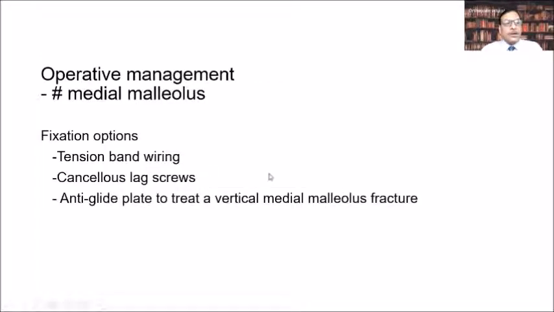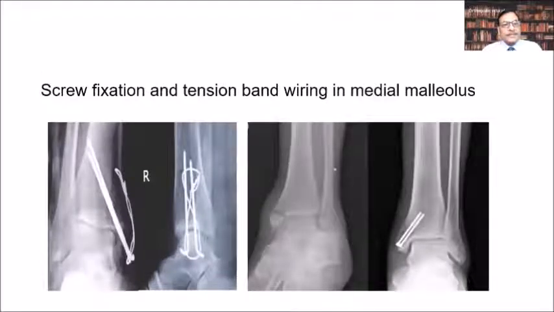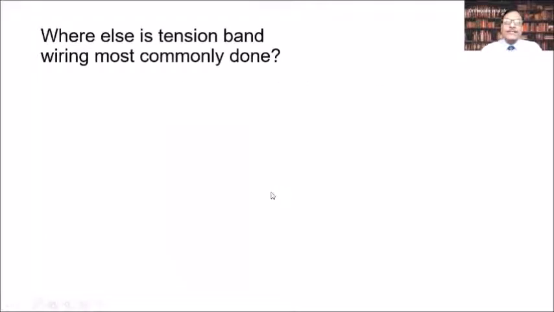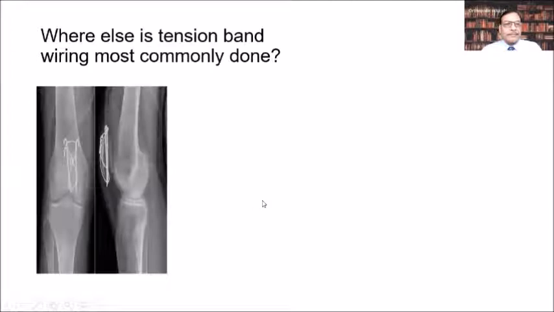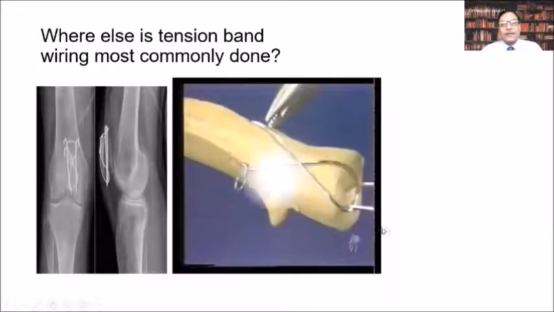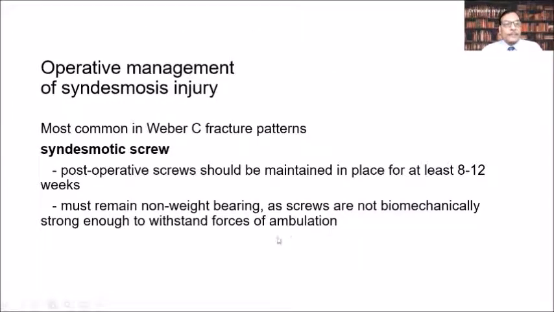What about the medial malleolus? Fixation options: tension band wiring, cancellous lag screw, and anti-glide plate. You can see it, the screw, but this is the tension band wiring, true tension band wiring with the K wires, or only the screw fixation. Where else is the tension band wiring most commonly done? These are patella and olecranon.